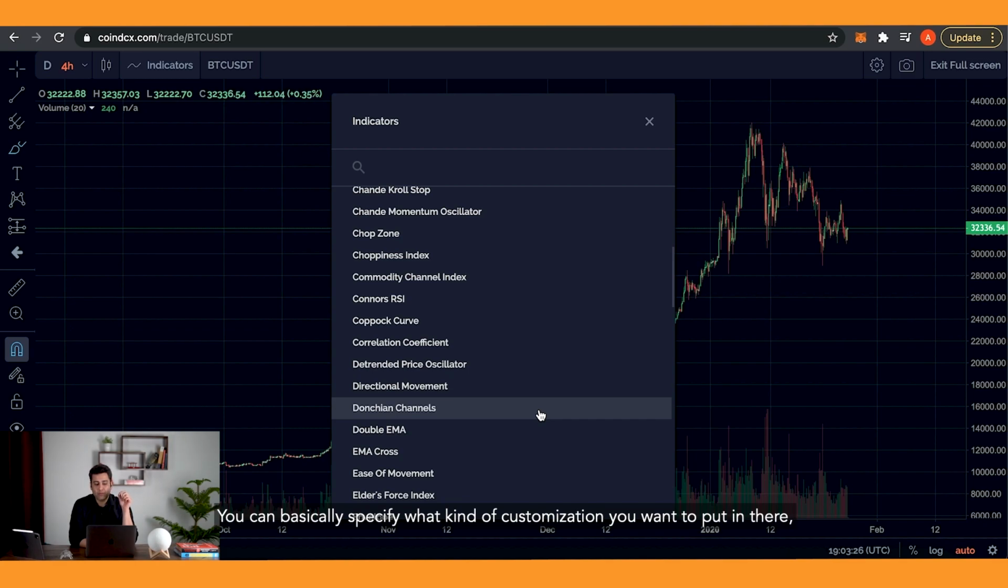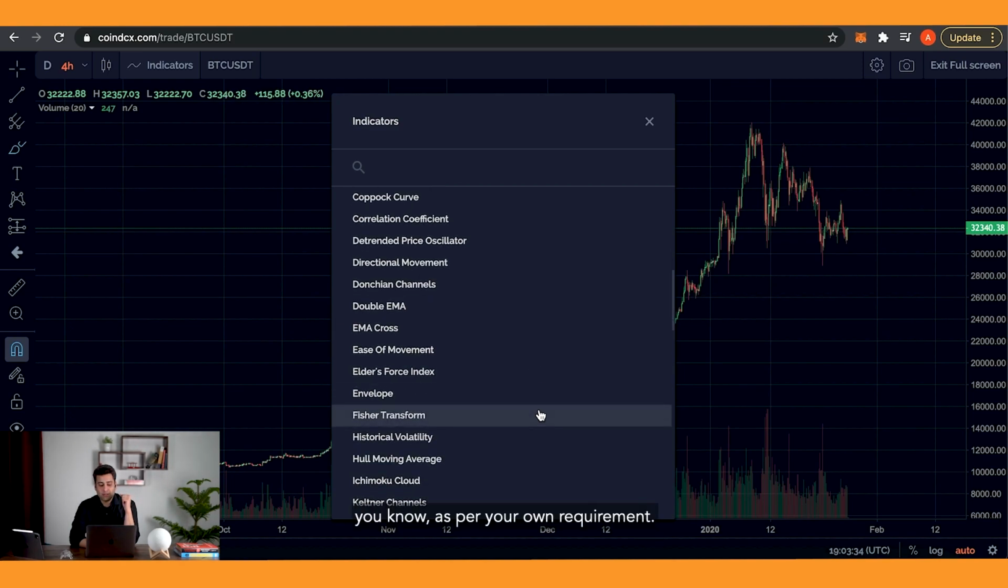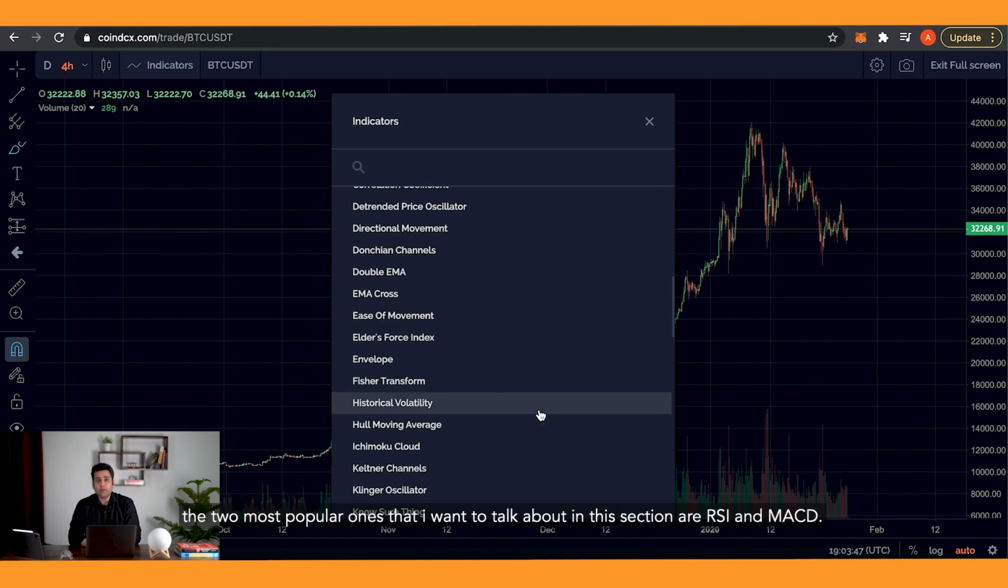You can basically specify what kind of customizations you want to put in them, and that could be more to do with length, as per your own requirement. The two most popular ones that I want to talk about in this specific section are RSI and MACD.